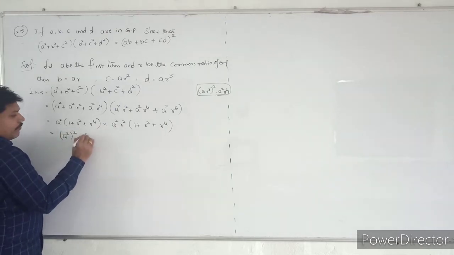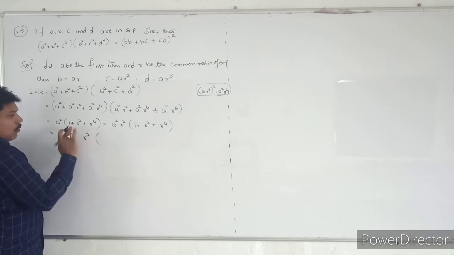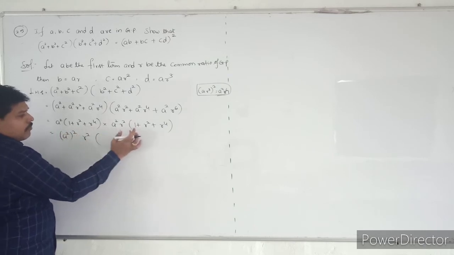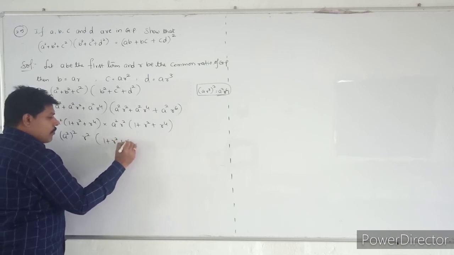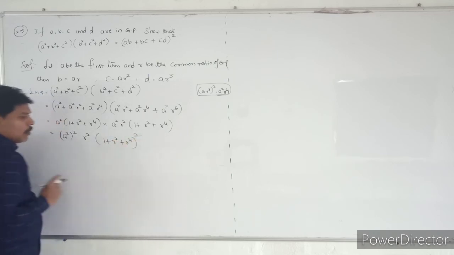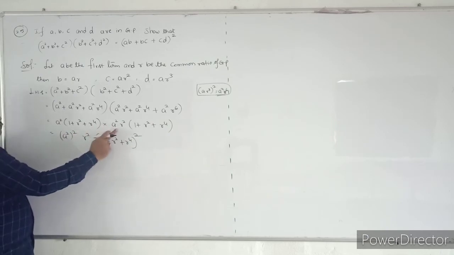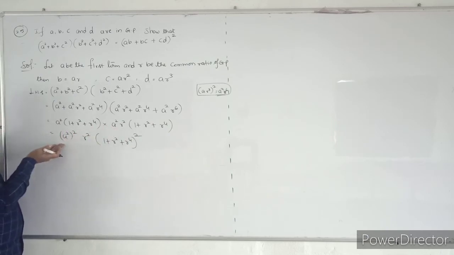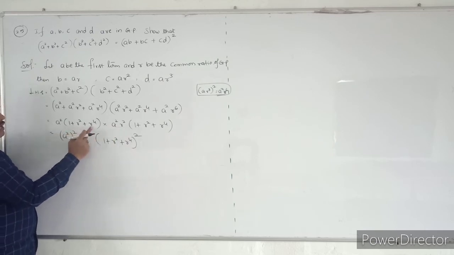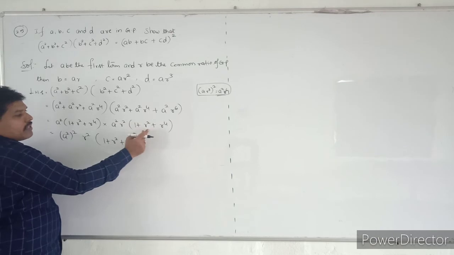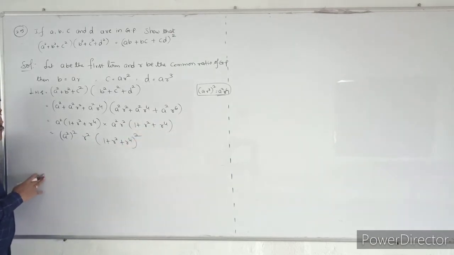Then r square and 1 plus r square plus r power 4, into 1 plus r square plus r power 4. It will become 1 plus r square plus r power 4 whole square. A square into a square, a power 4, just for our convenience I have written a square whole square. That is a square times 1 plus r square plus r power 4 whole square.